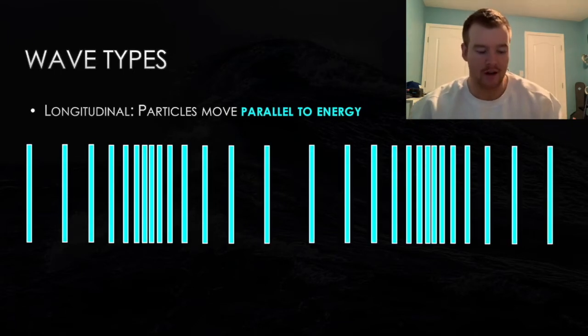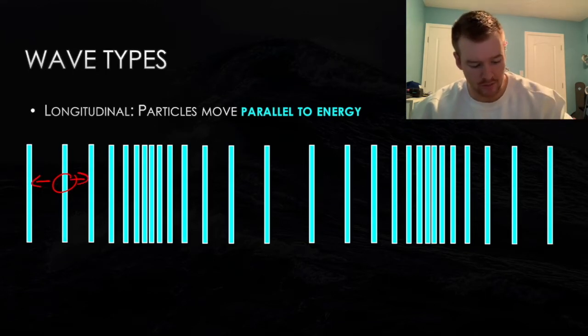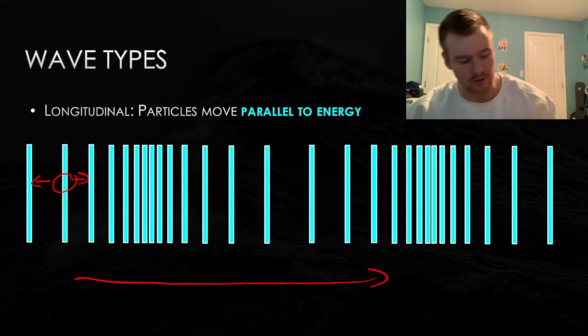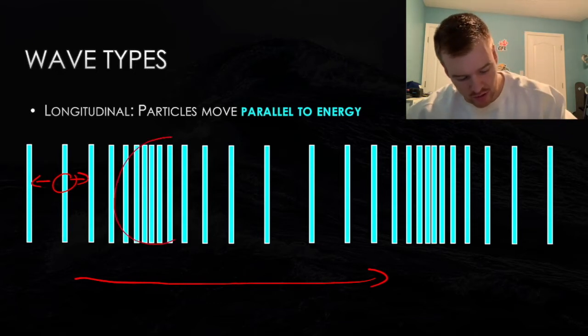So the movement of the particles in this wave, say this was a good example of sound, they're moving back and forth in this direction, and the energy of the wave is moving in this direction. So they move back and forth this way to cause compressions, which we can see here.